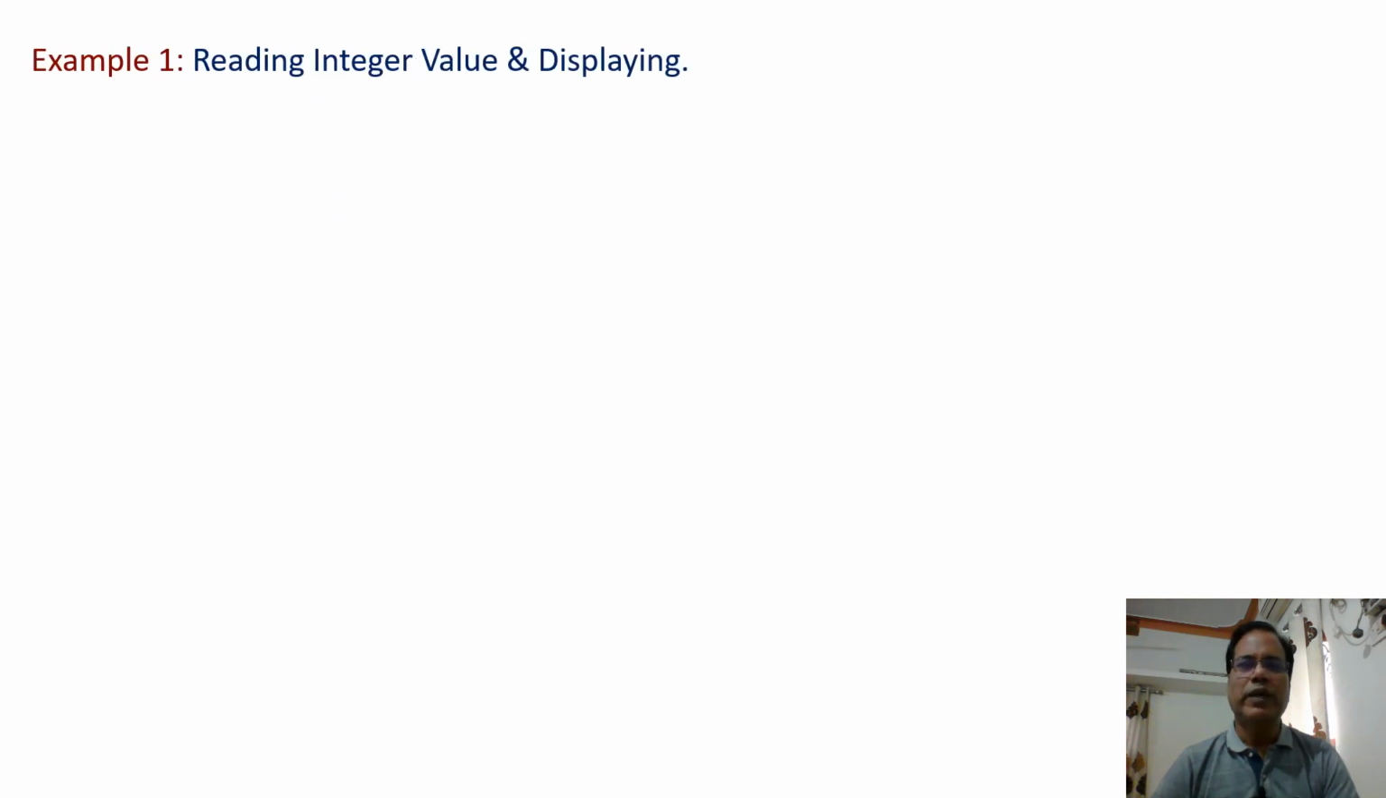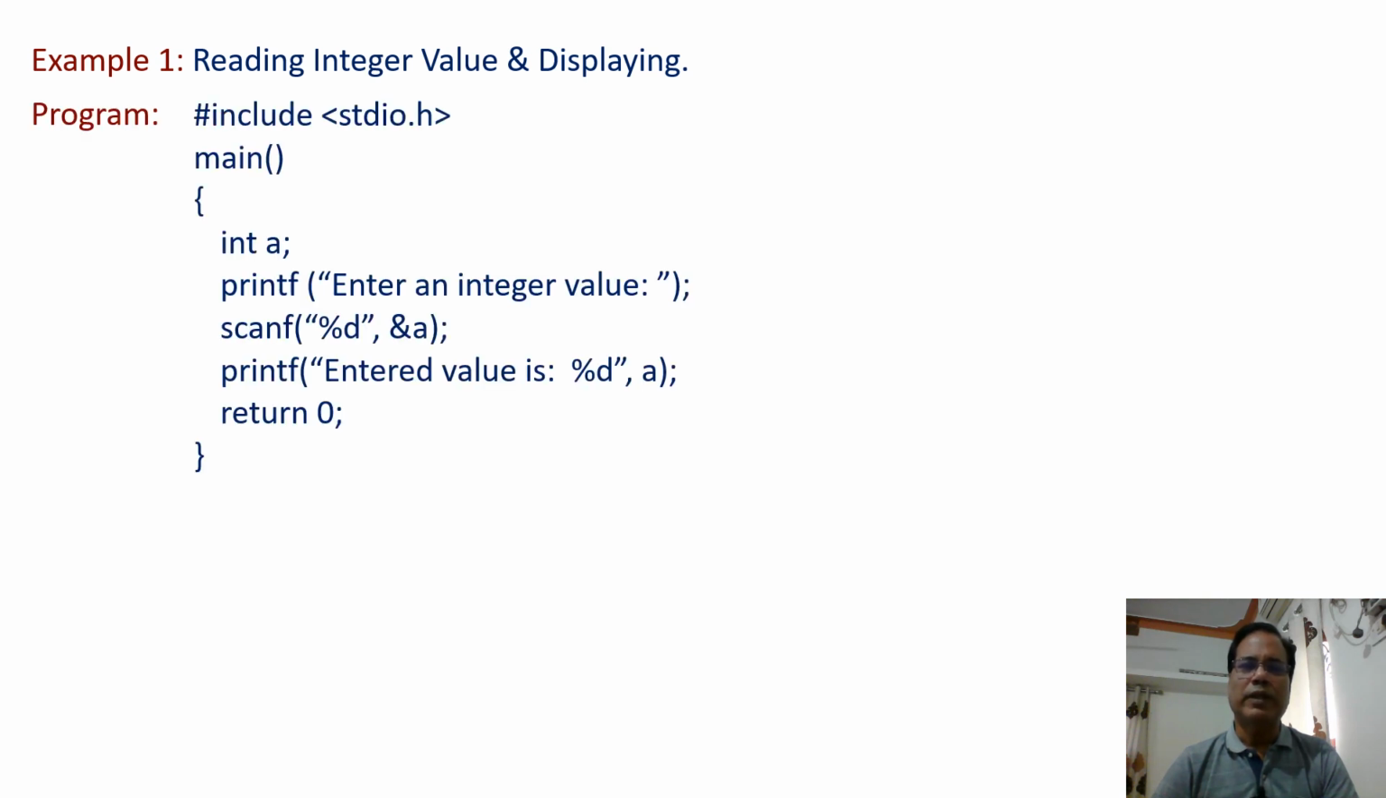So let us try to understand the scanf function through examples. In this example, reading an integer value and displaying it, we have to read an integer value from the keyboard and display that on the output screen. Naturally, for this, scanf as well as printf functions are used. In this program we have to enter a value through the scanf function and print that value on the output screen using the printf function.